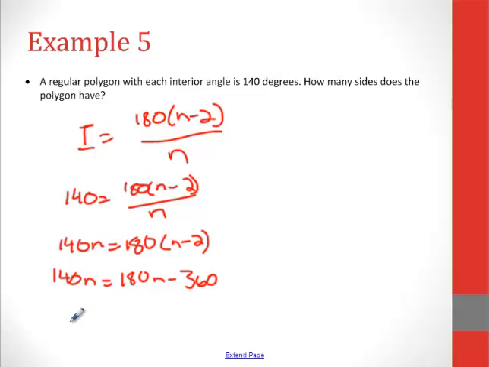I'm going to subtract 180n from both sides. And then I'm going to divide by negative 40 to get n equals 9. And a 9-sided figure is a nonagon. You will have to know the names of all the polygons as well.